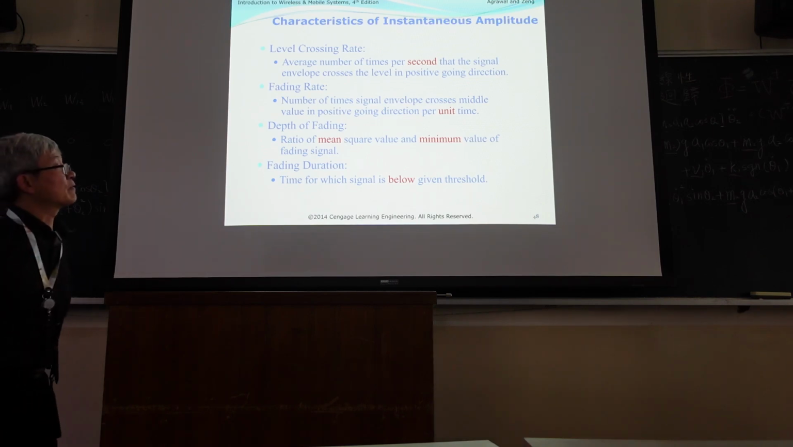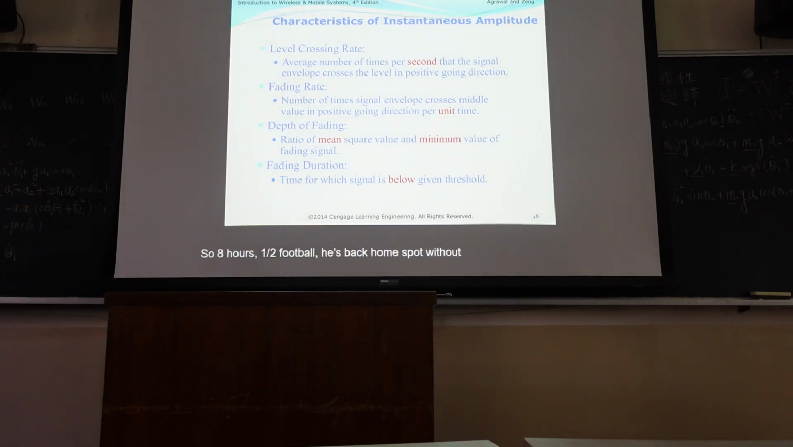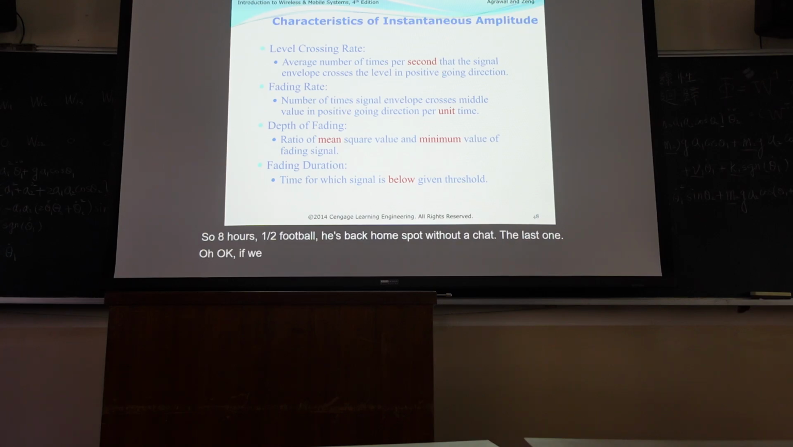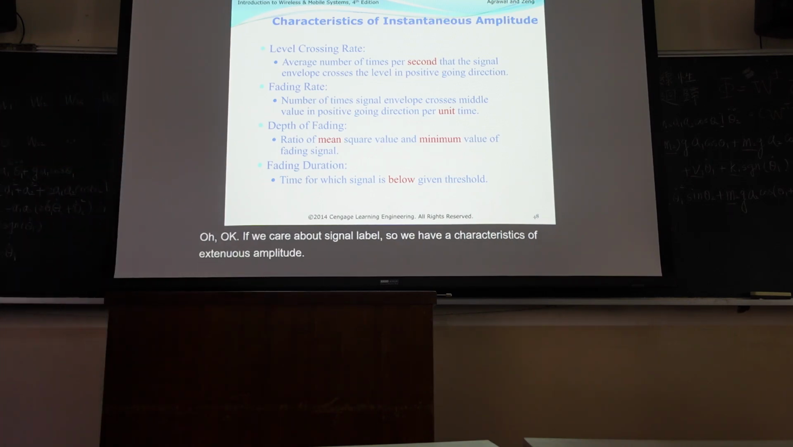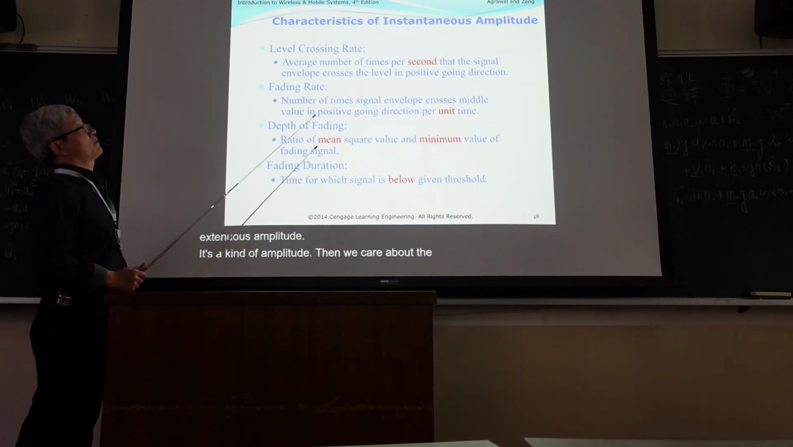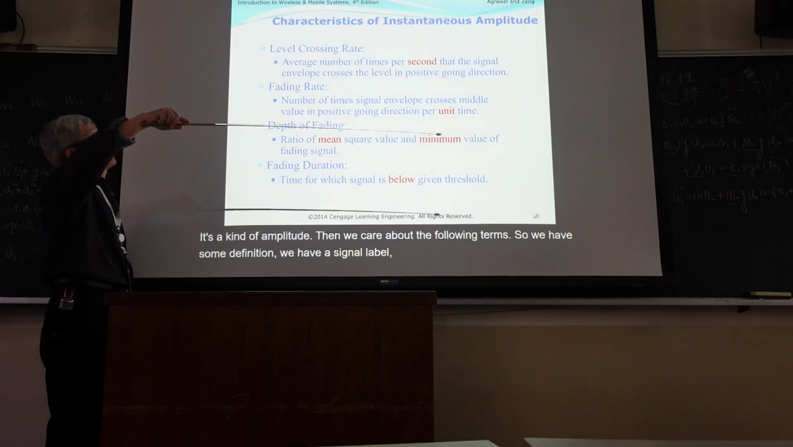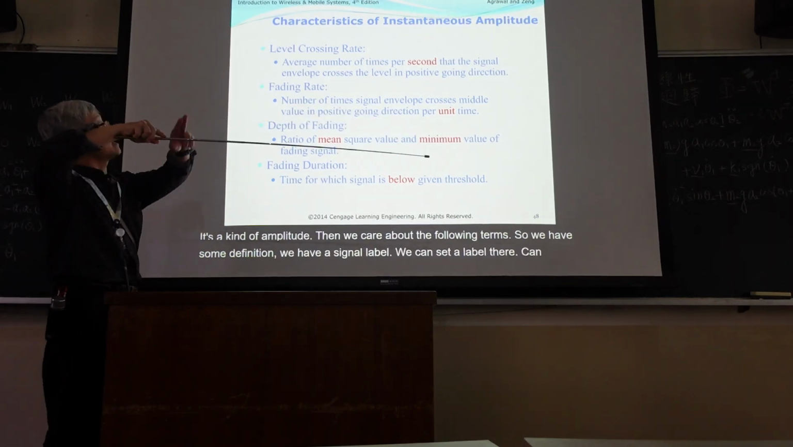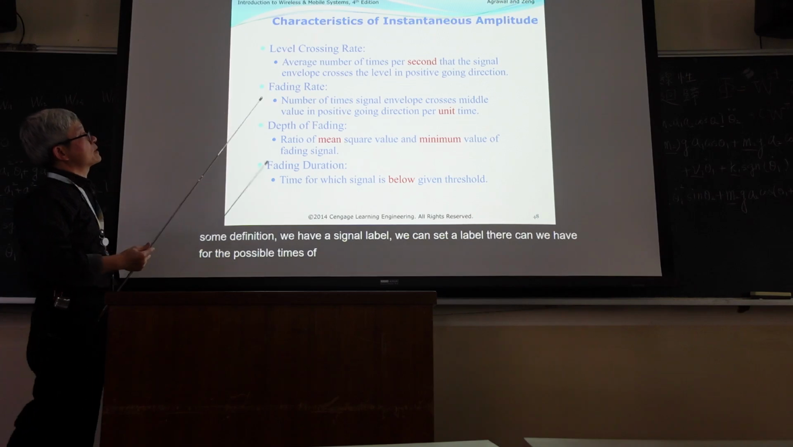So even though we still have 40 seconds, let us check the next one. If we care about signal level, we have the characteristics of instantaneous amplitude. Then we care about the following terms. So we have some definitions. We have a signal level, we can set a level there. Can we have the possible times of level crossing? And so we have a level crossing rate.